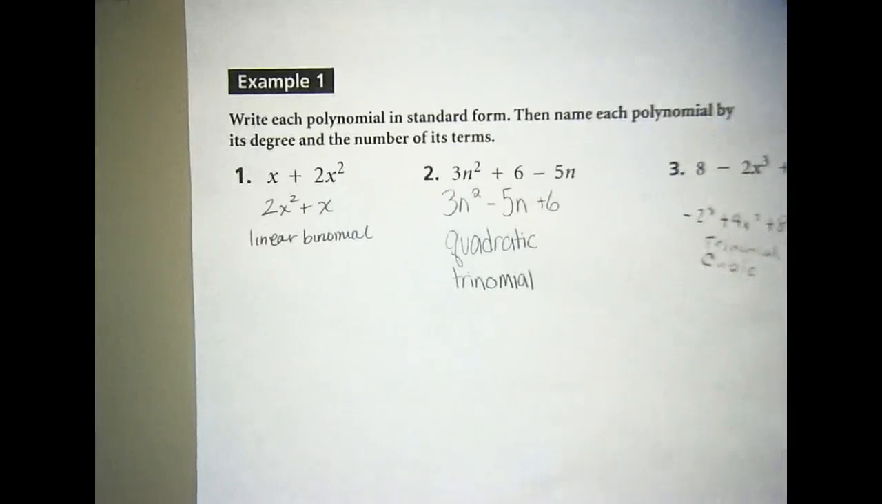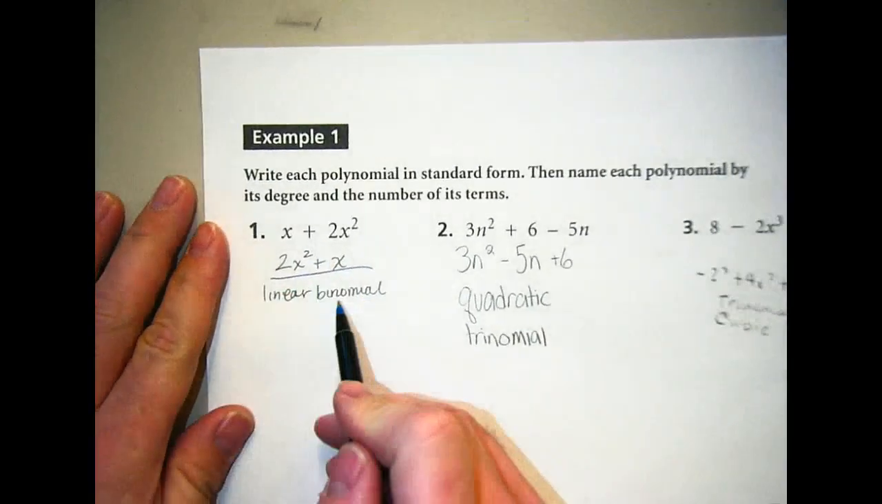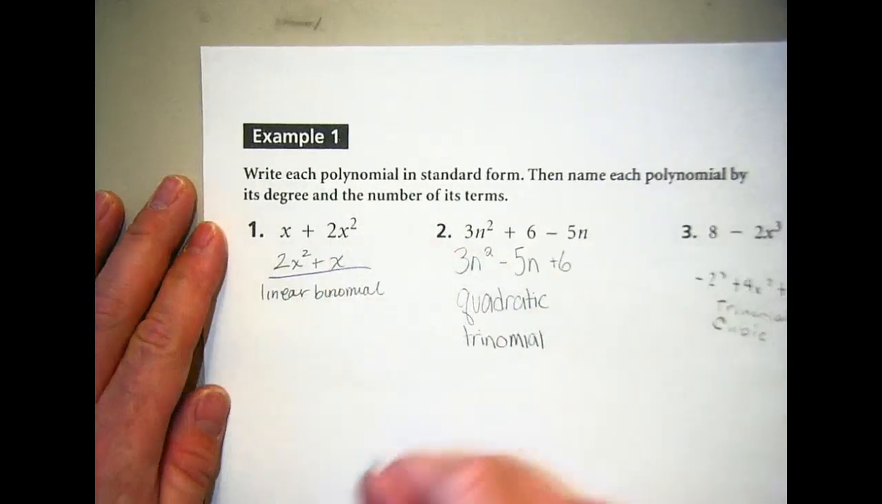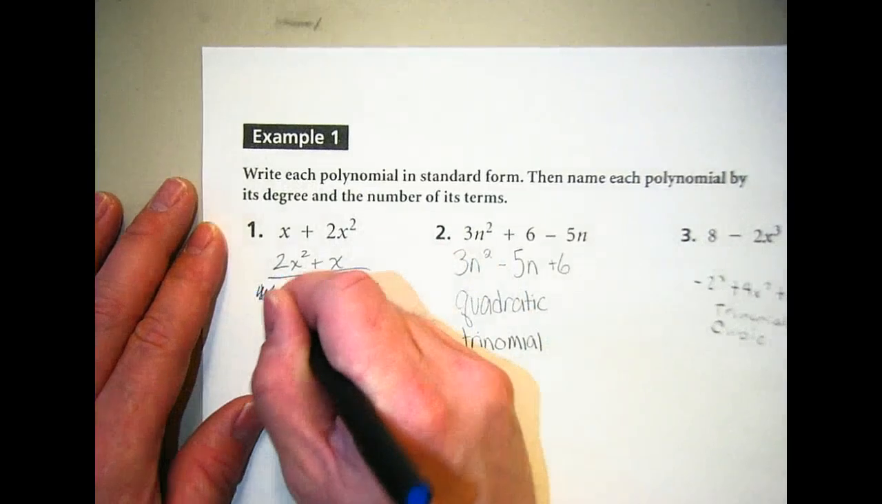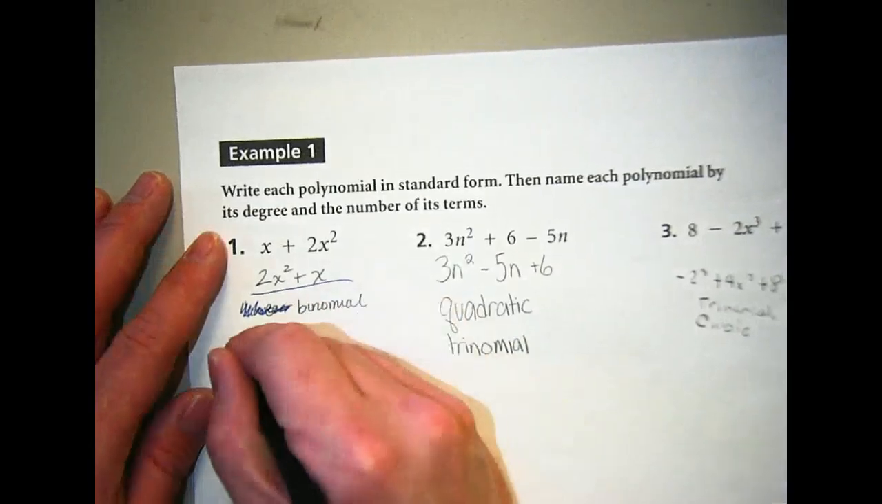Number 1, 2x squared plus x. Well done, got standard form. Nice work, Chelsea. And it's linear. Binomial. It's a binomial. It's not linear, unfortunately. Well, I don't know if it's unfortunate or not, but what is it? Yeah, it's quadratic.